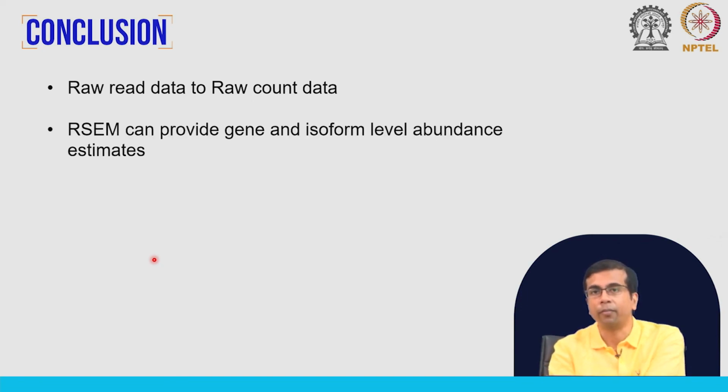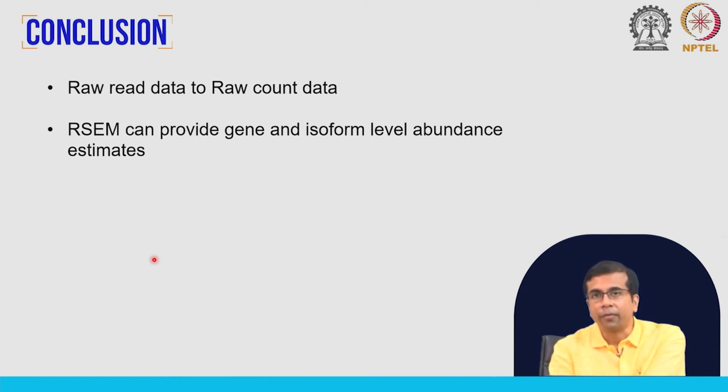For example, RSEM, which we have discussed, can provide gene and isoform level abundance estimates. It utilizes something called the expectation maximization algorithm. Without going into a lot of details, it fits a model and tries to generate a maximum likelihood estimate from the data. There are other tools that do very similar work, for example IsoEM, which can also give you isoform level abundance estimates.